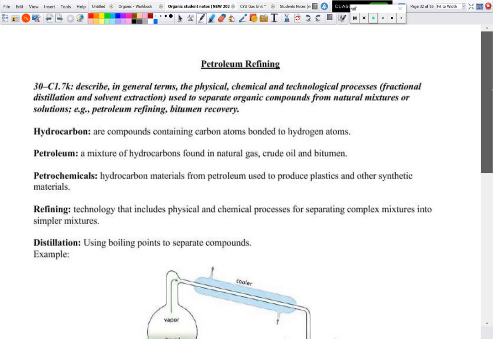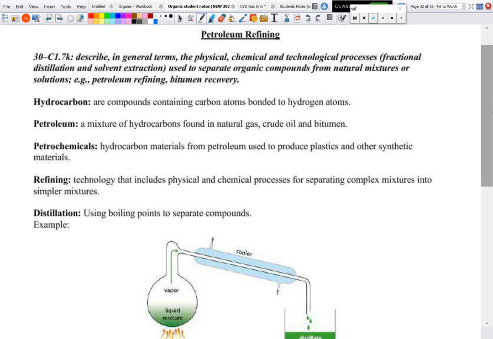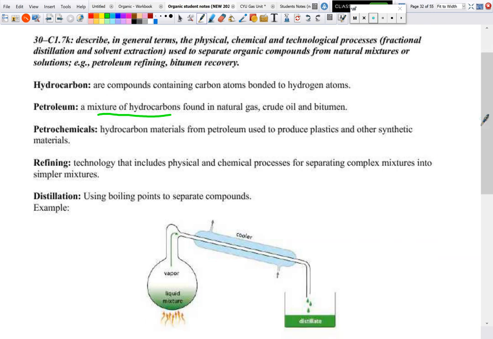Now, the last little topic when we talk about all of these boiling points is practical uses for it. Separating stuff after reactions is very useful, but one of the main ones we're going to focus on right here is petroleum refining. Because when you look at petroleum, it's a mixture of hydrocarbons, as in the definitions, that of natural gas, crude oil, and bitumen. Separating these is what we need because different hydrocarbons are going to be responsible for different things.